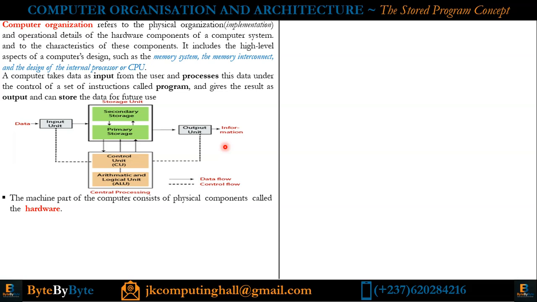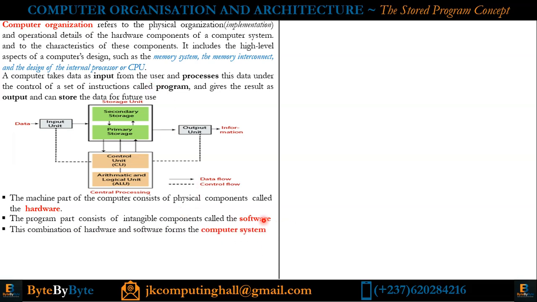The machine part of the computer consists of physical components called the hardware. So this particular unit, this unit and this unit comprise what we call the hardware. Although there are some other units here that contain components that are also part of hardware. The program part consists of intangible components called the software. So when we are talking about the set of instructions under which data is processed, we are referring to the software. This combination of hardware and software forms the computer system.